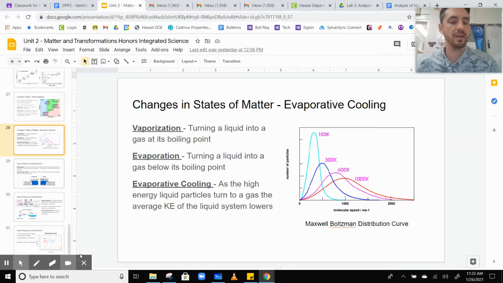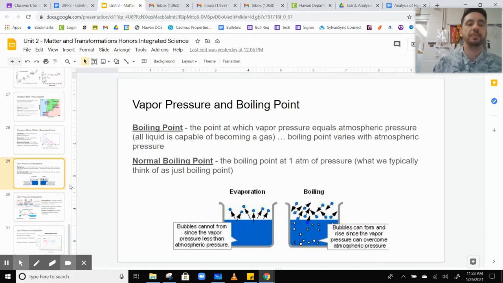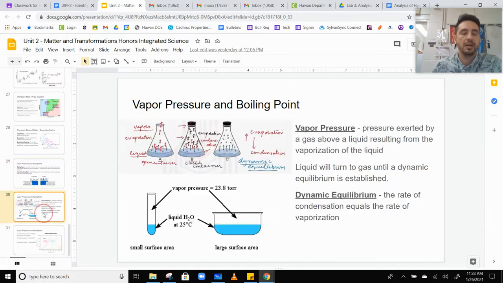After that, we're going to talk about the relationship between this thing called vapor pressure and boiling point. So what determines the boiling point is really the vapor pressure of a liquid, and we'll discuss what that is. And then we'll talk about what exactly vapor pressure is and how it's established and what this dynamic equilibrium means.